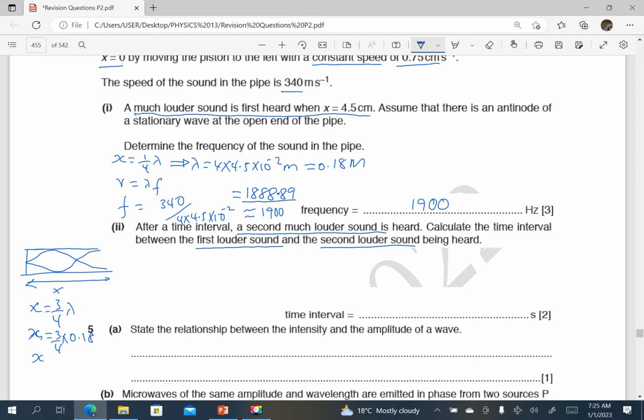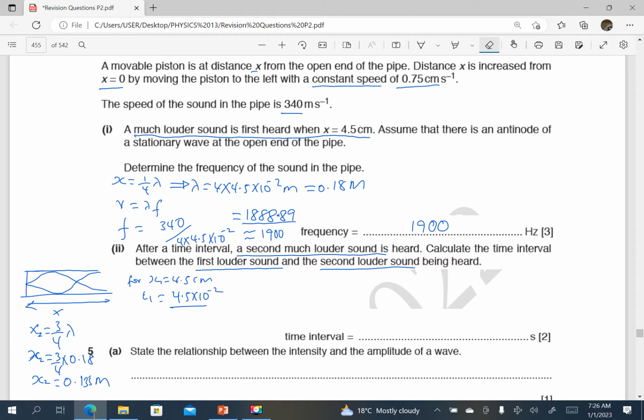So x, I'm calling this one x2. x2 is going to be 0.135 meters. Remember, x1 was 0.45. So we want the time interval between x2 and x1. So for x equals 4.5 centimeters, this is x1. T1 is going to be 4.5, remember, times 10 power negative 2, that is distance, divided by the speed. Because the speed is constant, and the speed was given in centimeters per second, I don't need to have this in meters. Let me have this in centimeters so that the calculation is easy. So this is 4.5 divided by 0.75. This is in centimeters, this is in centimeters per second.